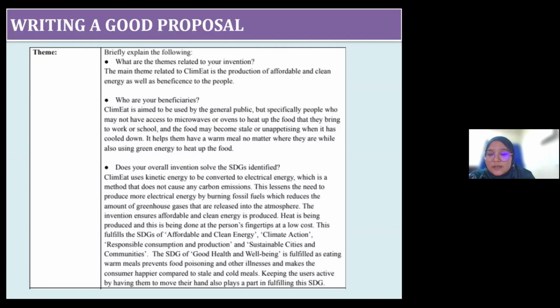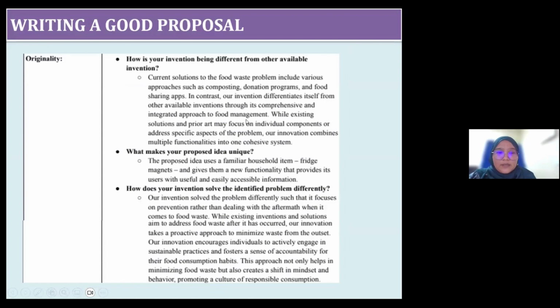Any question about theme before we move on? Okay, since there are no questions, I will move on to the next subcomponent.